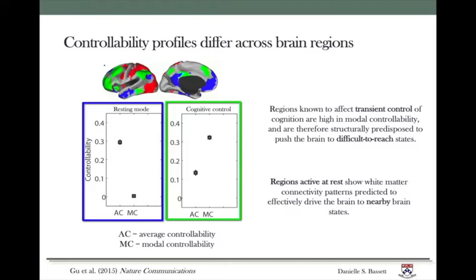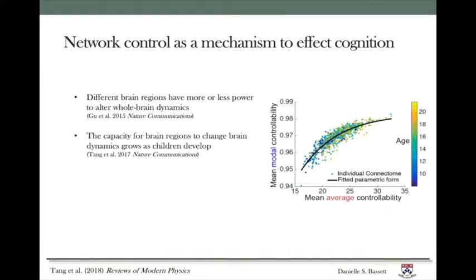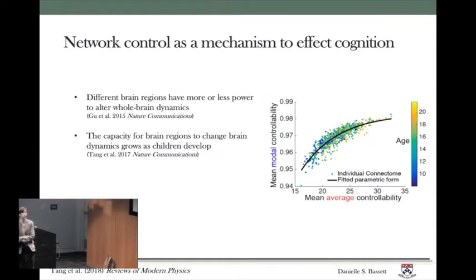Now, I think this is just preliminary evidence to suggest that there's something here, but we followed up that study with a few others that take it a little bit farther. So that was the first study, where different regions of the brain have more or less power to alter whole brain dynamics, either in terms of average control or in terms of modal control.